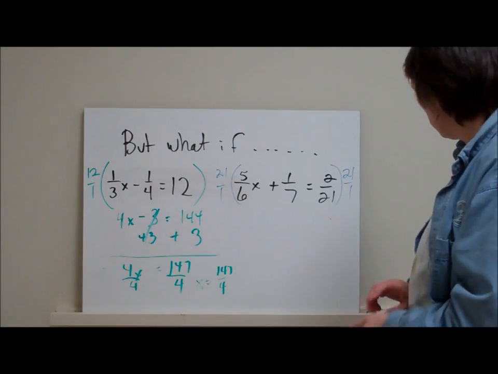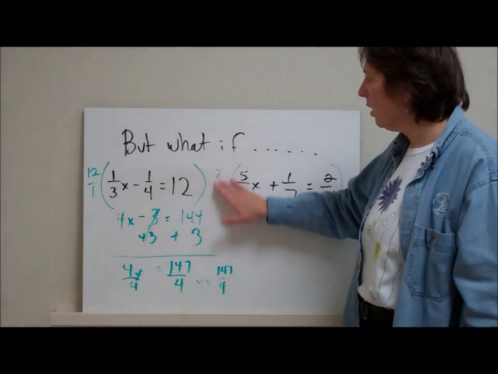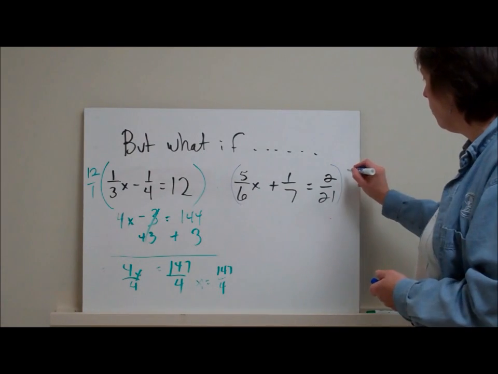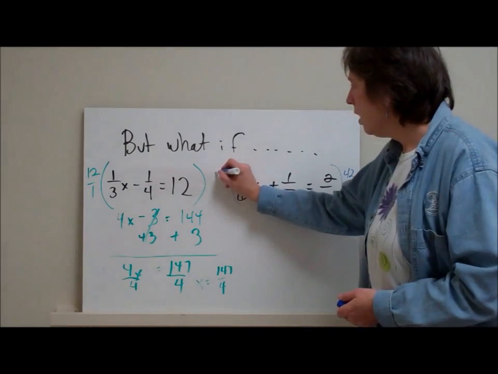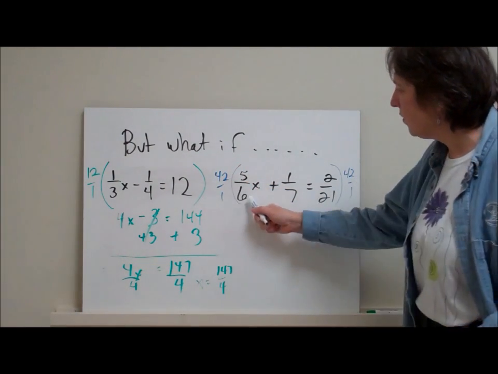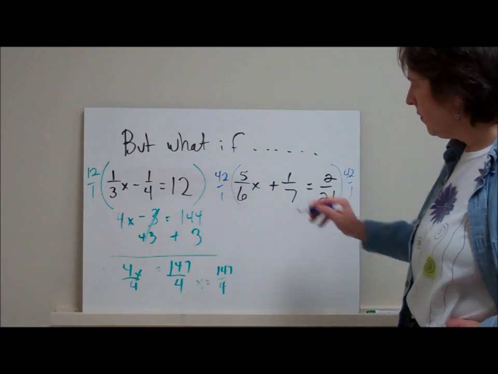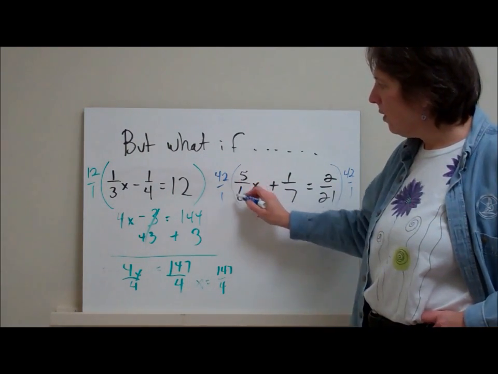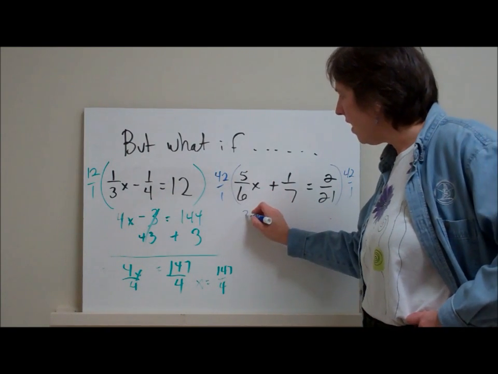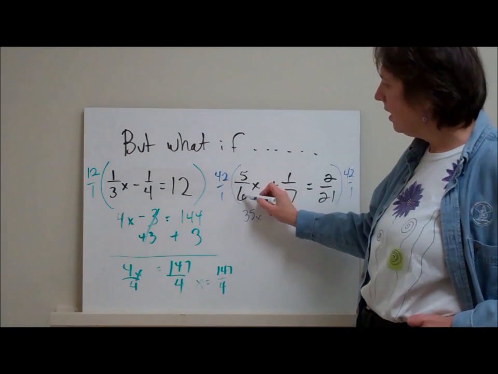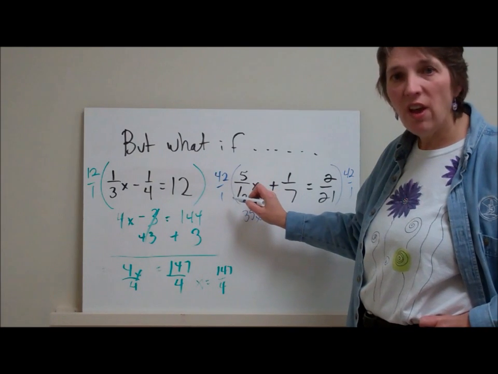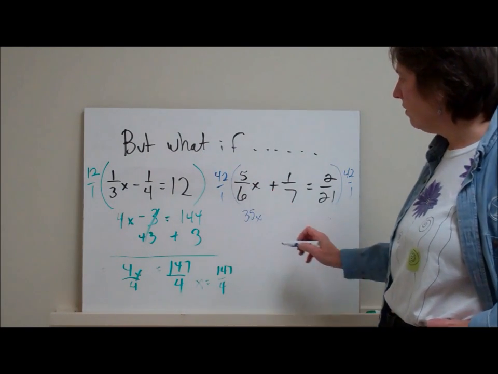No, that's not right, is it? It's not 21. I jumped the gun. It's 42. 42 over 1, because I have to have a common denominator for 6, 7, and 21. Well, 42 goes into all of them. So 6 goes into 42 seven times, and 7 times 5 is 35. I get 35x. I hope you see how I do that.